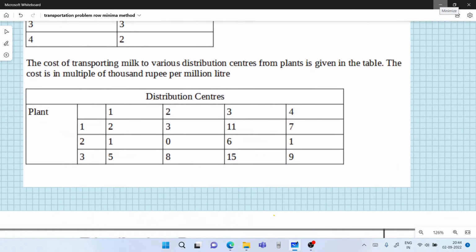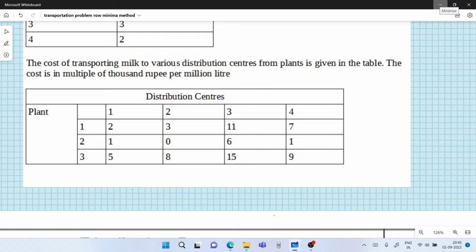The cost of supplying the milk to various distribution centers is on the table. If we want to supply milk from plant number 1 to distribution center number 1, it's going to be 2000 rupees per million liters. If we wish to supply milk from plant number 2 to center number 3, it's going to be 6000 rupees per million liters. All the entries in this table have the same meaning.